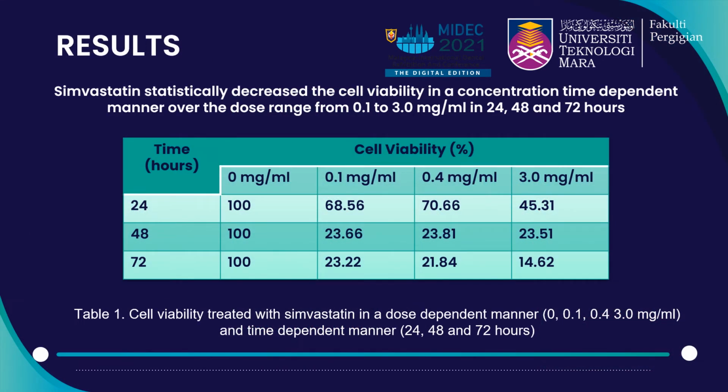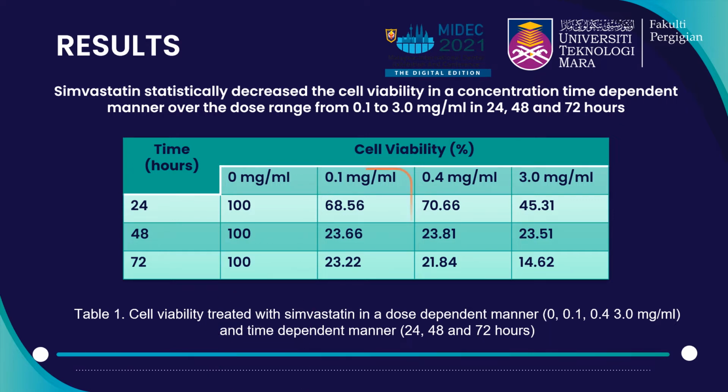Moving on to the result of this study, we can see that simvastatin statistically decreased the cell viability over the dose range from 0.1 mg per ml to 3.0 mg per ml in 24, 48, and 72 hours. As we can see in negative control, which is no simvastatin treated to the cell, there is 100% of cell viability in 24, 48, and 72 hours.